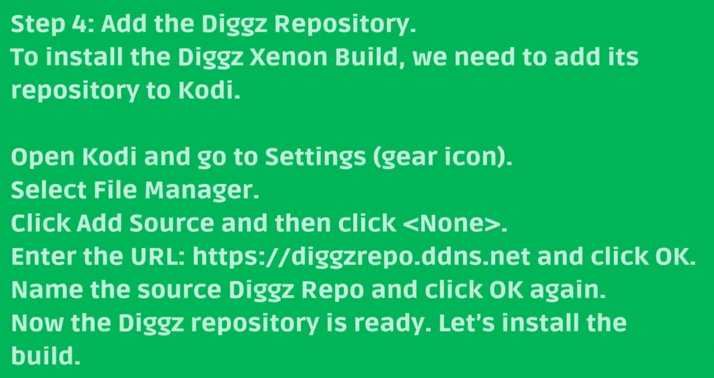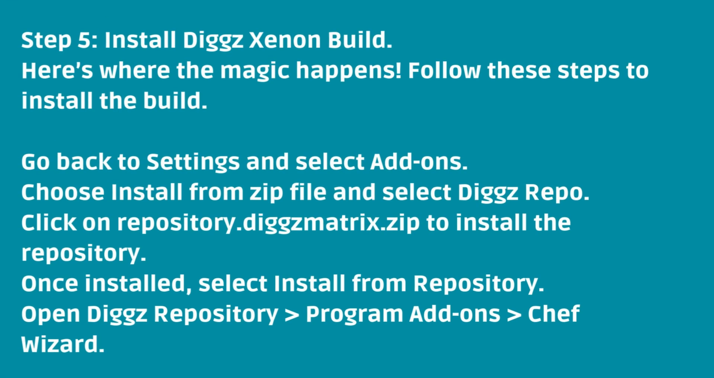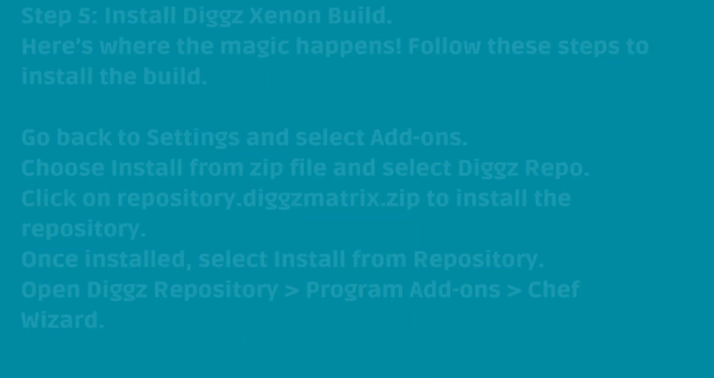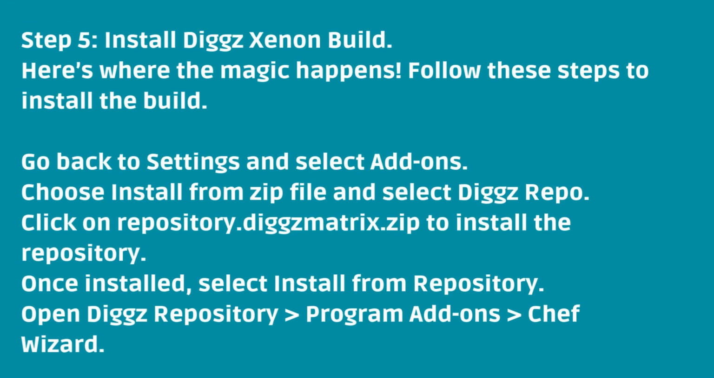Let's install the build. Step 5. Install Diggz Xenon Build. Here's where the magic happens. Follow these steps to install the build. Go back to Settings and select Add-ons. Choose Install from zip file and select Diggz repo. Click on repository.diggzmatrix.zip to install the repository. Once installed, select Install from repository. Open Diggz repository, program add-ons, Chef Wizard.